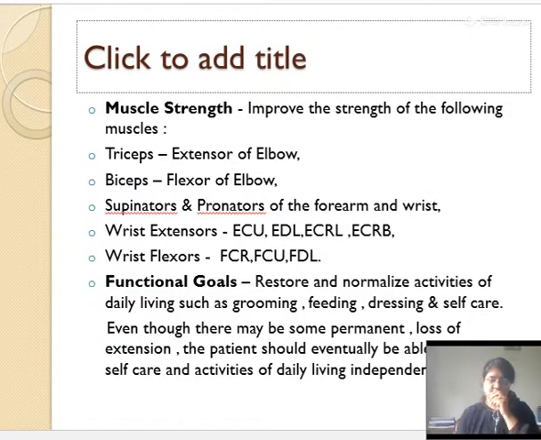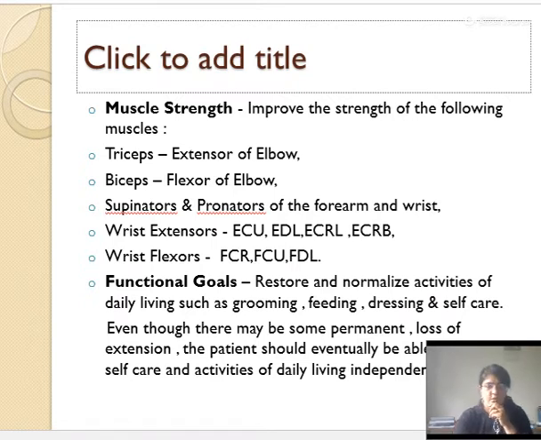So we need to restore the range of motion of the elbow and the wrist properly and focus on the following muscles, specifically the biceps, triceps, supinators, pronators of the forearm, and wrist extensors, which consist of the extensor carpi ulnaris, extensor carpi radialis longus, extensor digitorum, and extensor carpi radialis brevis, and wrist flexors, which will be flexor carpi radialis, flexor carpi ulnaris, flexor digitorum.